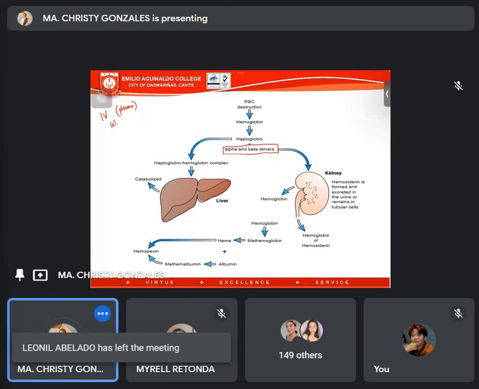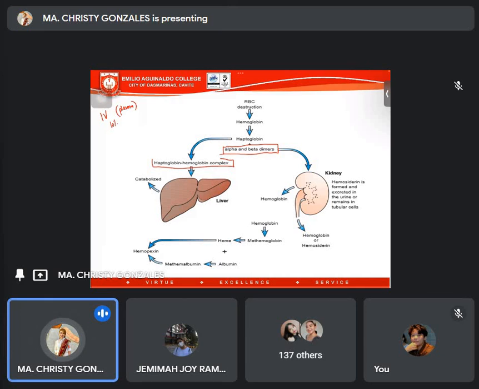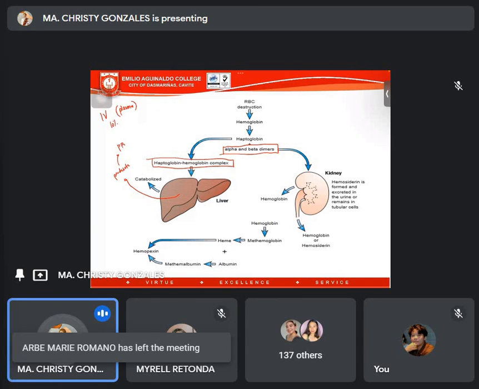So this will be transported by haptoglobin to your liver, forming the haptoglobin-hemoglobin complex. Now, what happens in the liver is that it will be catabolized, and the products of the catabolism will go back to the peripheral blood. Included in what is catabolized is haptoglobin. So haptoglobin will be consumed, and you now have a decreased amount of haptoglobin.